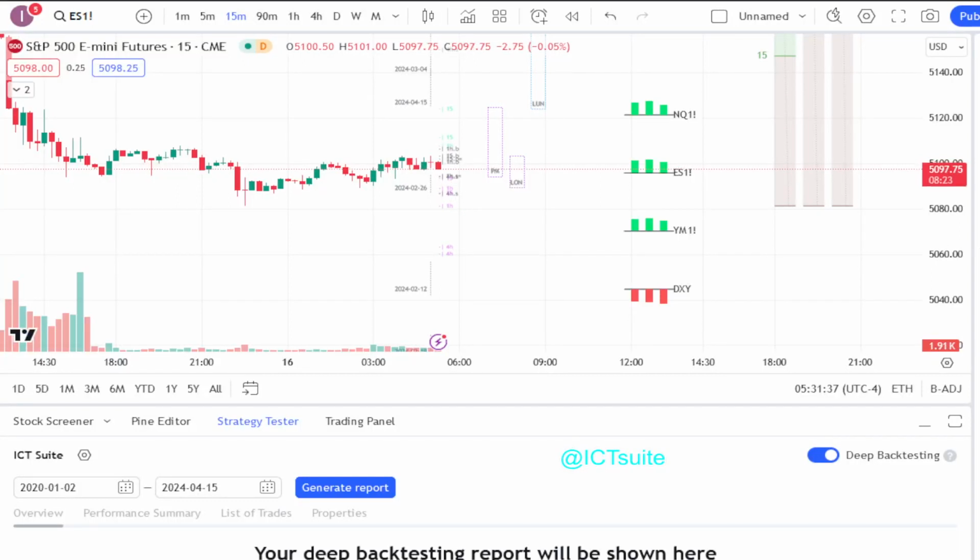Hi guys, welcome to a backtesting workshop. I will be looking at how the size of stop losses influences the result of total sub-entries in ICT suite. So let's get started.